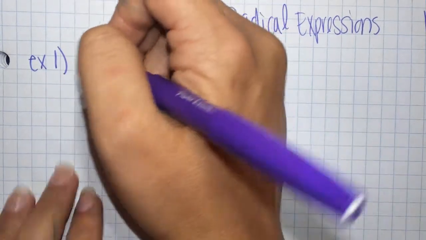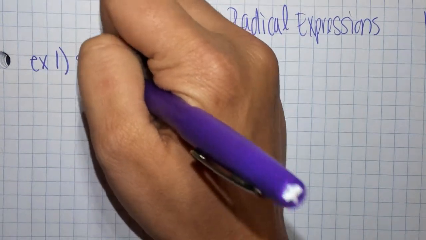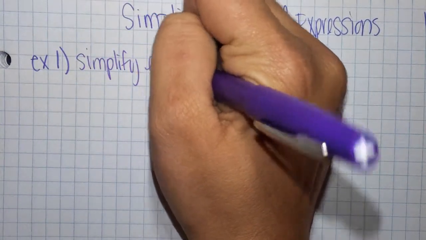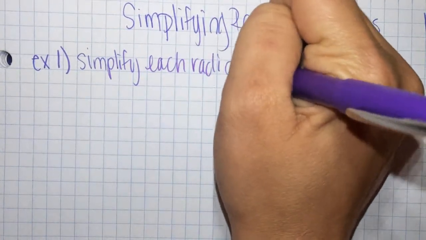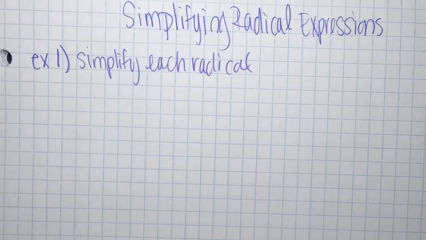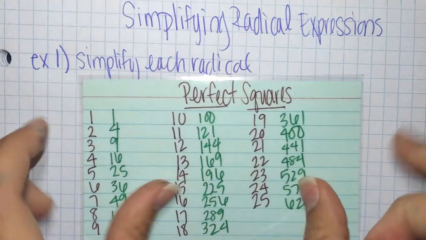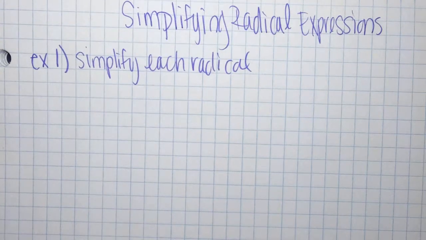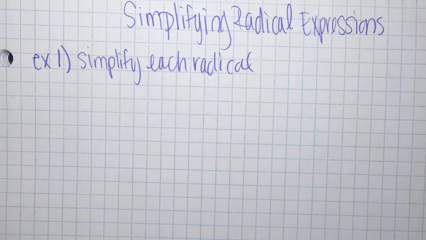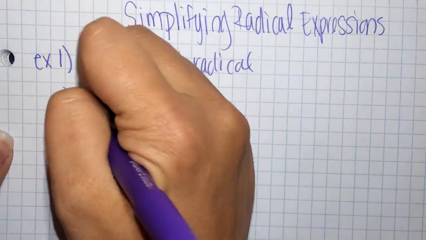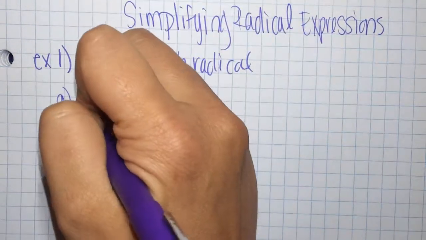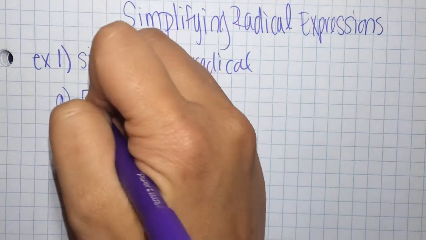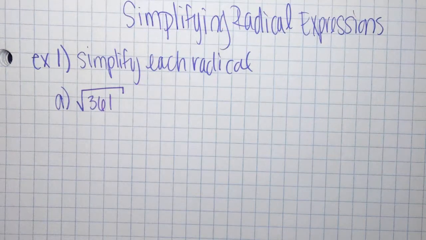We'll stop doing that. Alright, so the directions for example 1 say simplify each radical. So we're going to start with our basic ones. And I would go ahead and get your perfect square card out because you need it. You definitely need it out. So the first one, we're going to find the square root of 361. Now, because it does not have a number in the middle, it does not have an index, it's understood to be 2, and we call it the square root.